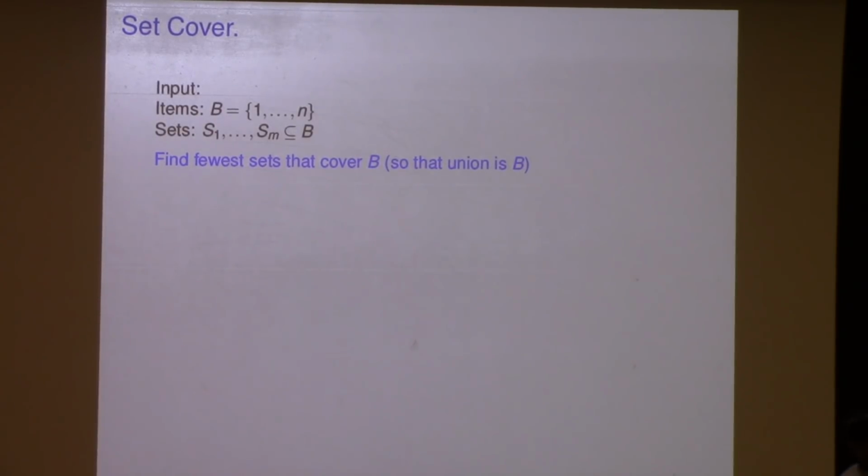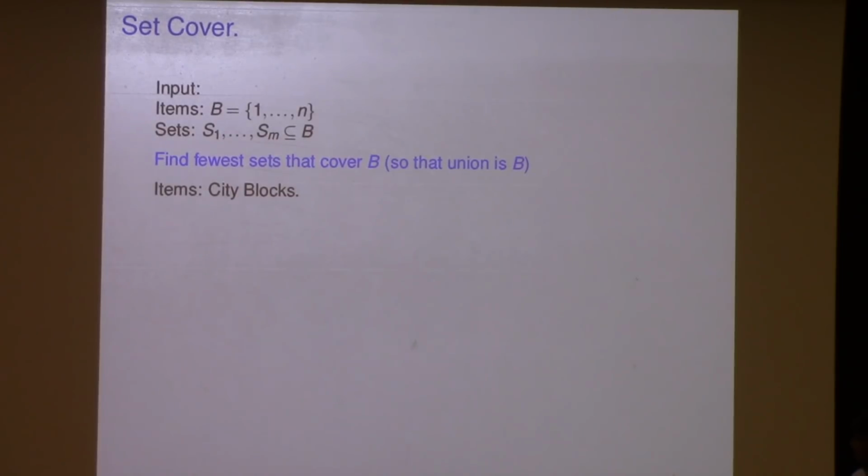So it may be that S1 contains the first half of the elements, and S2 contains the second half of the elements plus one element from the first half, and the union is still B, right? So it doesn't matter if there's repetitions. The desired objective is to minimize the number of sets that you use in your solution.